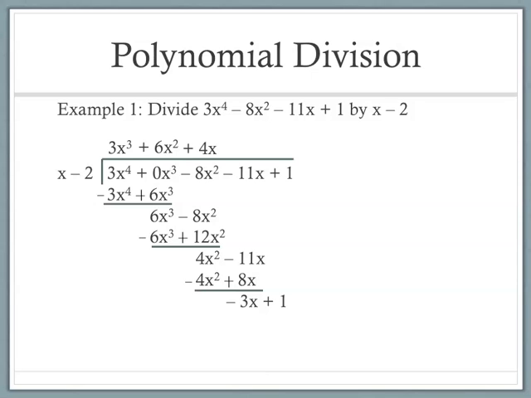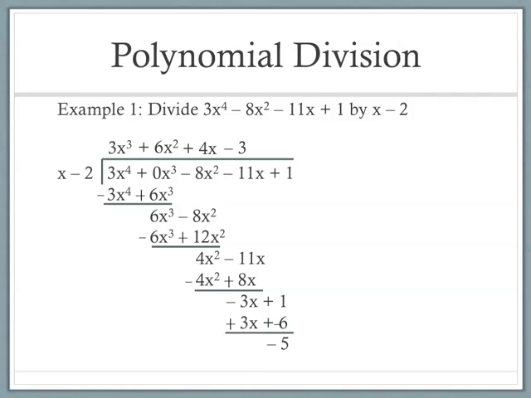So x times what gives me negative 3x? That would be negative 3. Multiply, so negative 3 times x and negative 3 times negative 2. So we have negative 3x plus 6. And then we subtract, change those signs, and we get negative 5. So our quotient here is 3x cubed plus 6x squared plus 4x minus 3, and our remainder is negative 5.